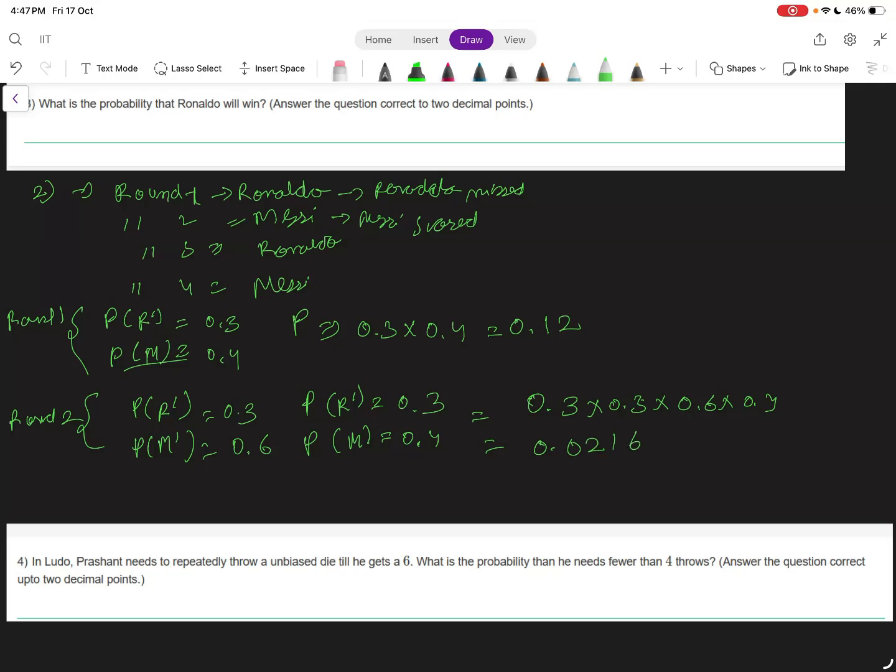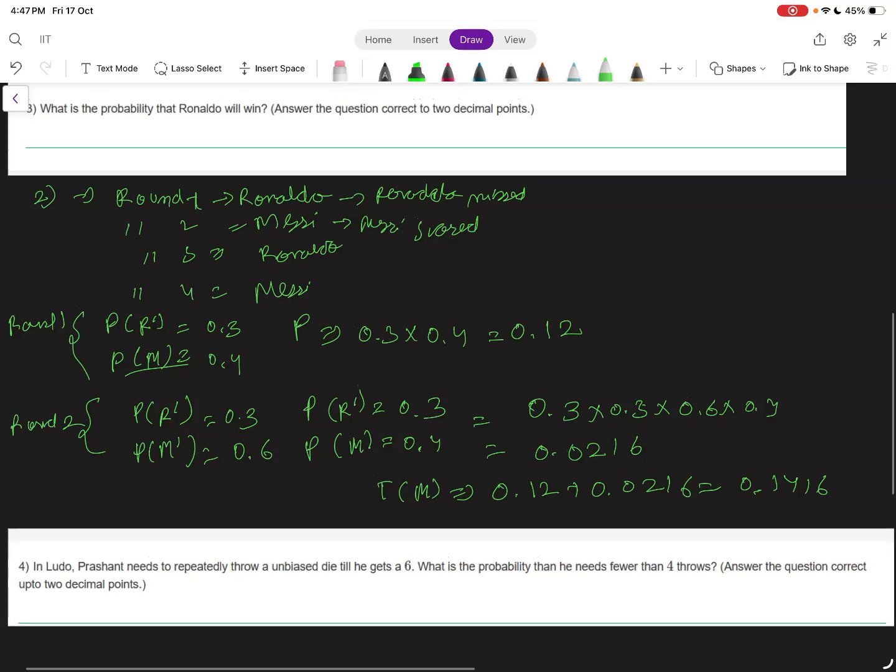Very low probability. So now the total probability of Messi winning this series of penalty shots is 0.12, which is the first round, plus the second round, which is 0.0216, giving 0.1416, or 0.14. So now you can see how difficult penalty is, because in the first round it was easier for Messi to score. But if Messi wouldn't have scored in the first round, it would have become very difficult for him to score in the second and third and then fourth, because then Ronaldo has the upper hand.